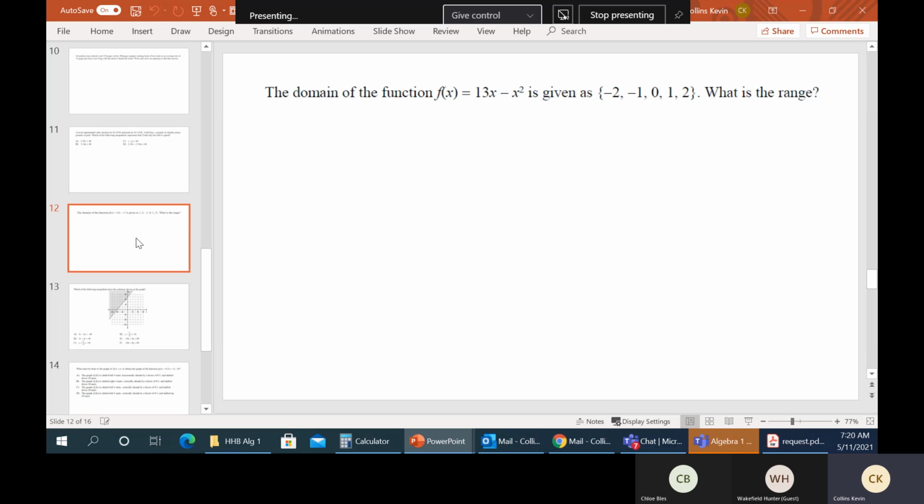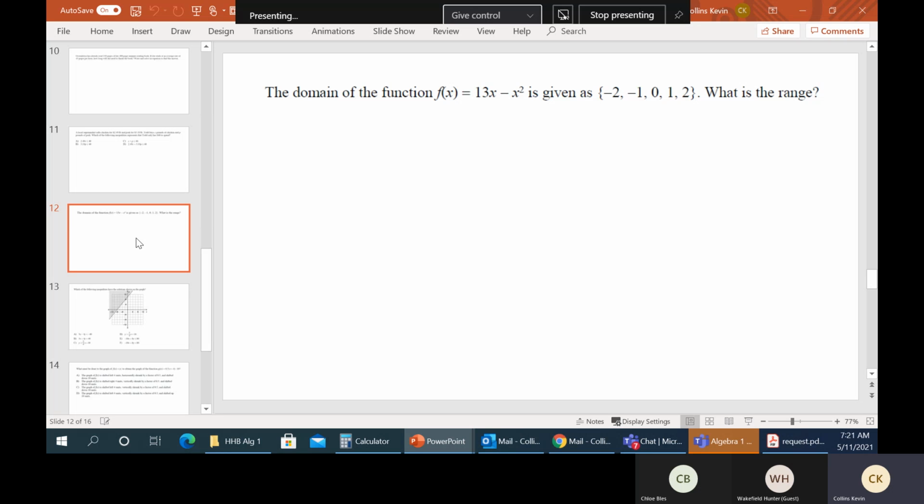So it says the domain of this function is given as -2, -1, 0, 1, 2. What is the range? Okay, so domain. When they ask you for the domain, are they asking you for the possible x values or the possible y values? So that's the biggest thing. First things first, we have to know the difference between the domain and the range. So domain, is that going to be x or y? So is the domain the possible x or the possible y?